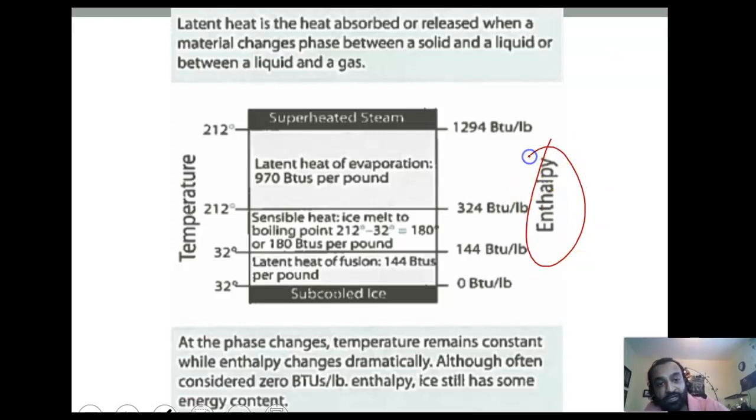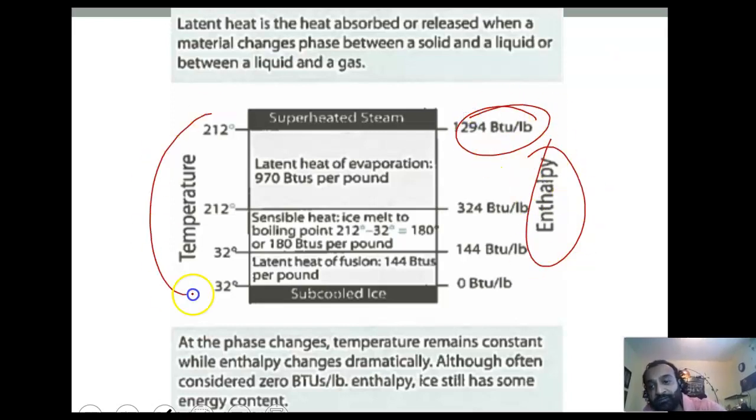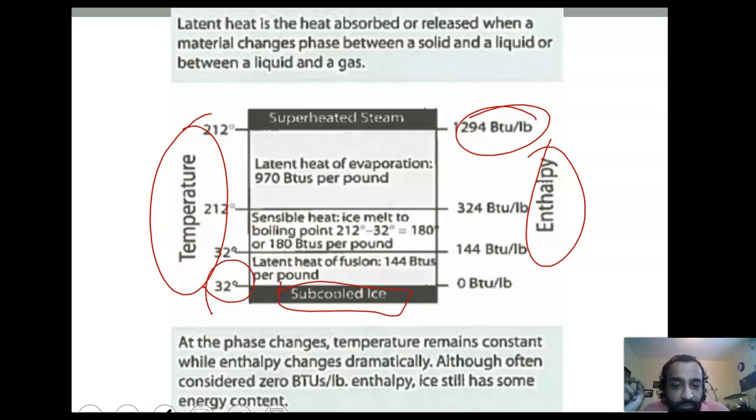Enthalpy again, as you can see, is a measurement of energy. Let's look at that a little bit. Latent heat is the heat absorbed or released when a material changes phase between solid and liquid, or between a liquid and gas. So here we have steam, water, and subcooled ice. 32 is the freezing temperature. If you cool it more than that, it's going to be subcooled ice. It's not going to be helpful, just cooling for no reason.